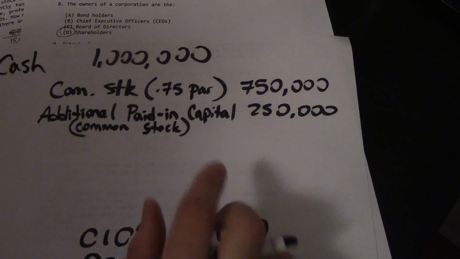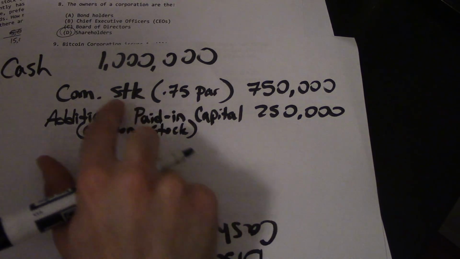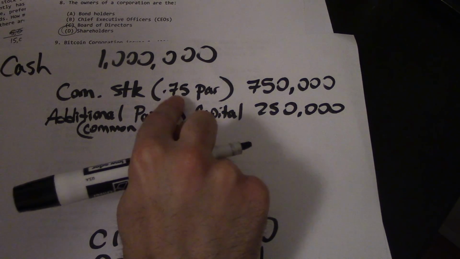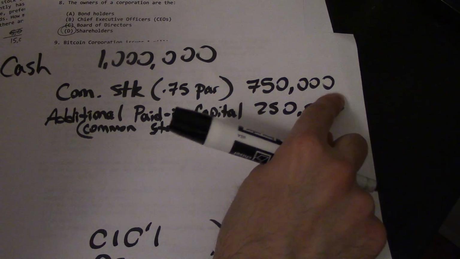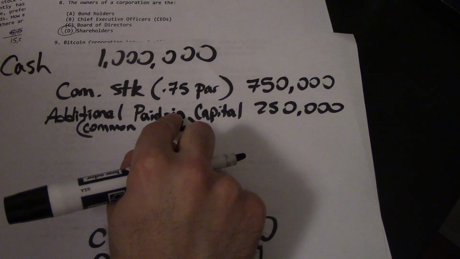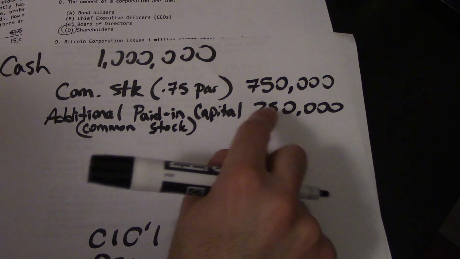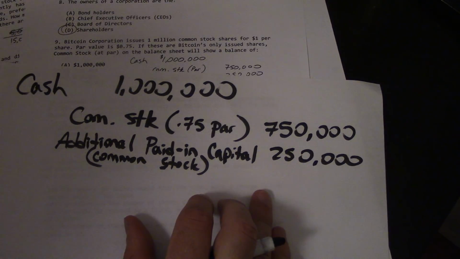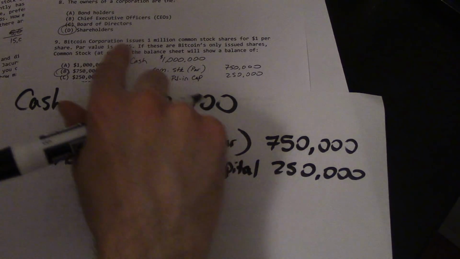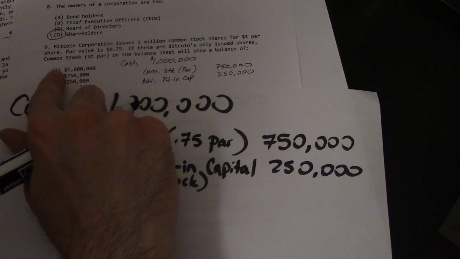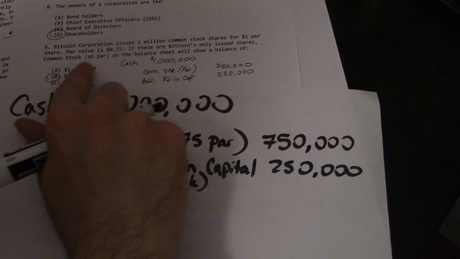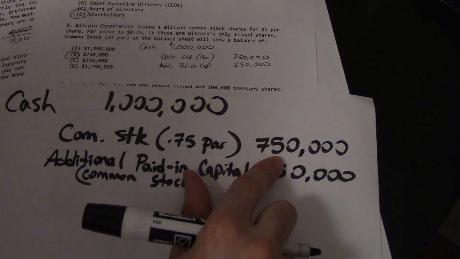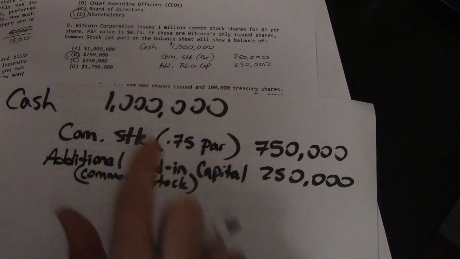So on the balance sheet, you'll literally see something like this. Common stock listed at 75-cent par. Here's the value, and then the additional paid in capital right below it at 250. Sum those together is the common stock total. Well, the question's asking for the value of the common stock at par on the balance sheet. We recorded common stock at par for $750, so there's our answer, letter B.